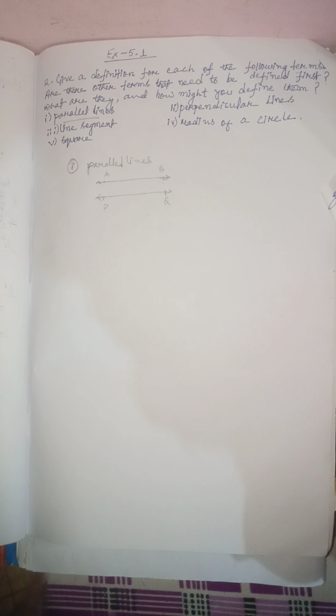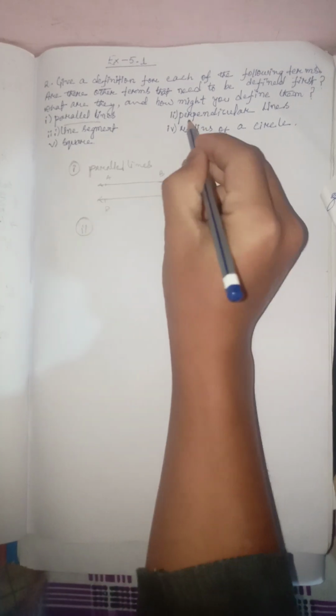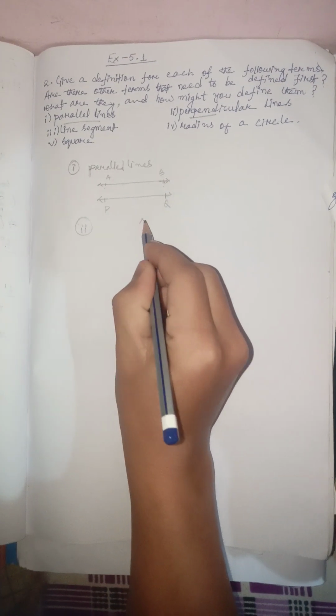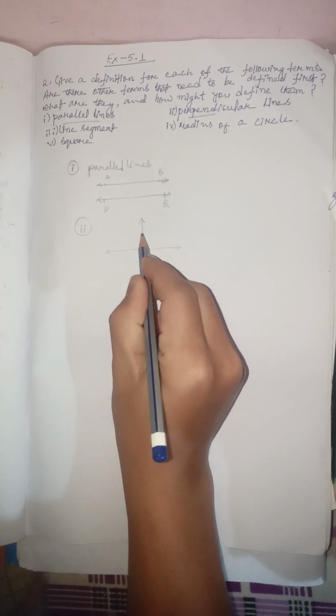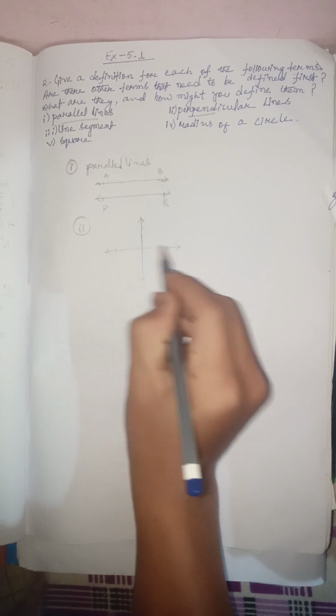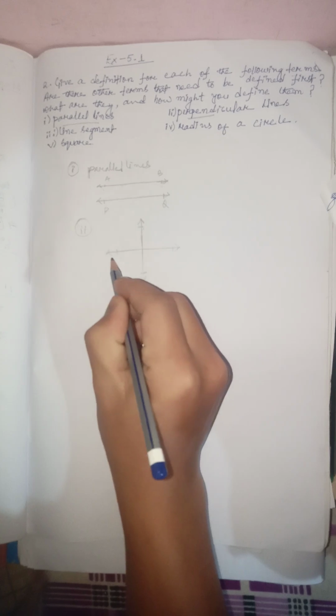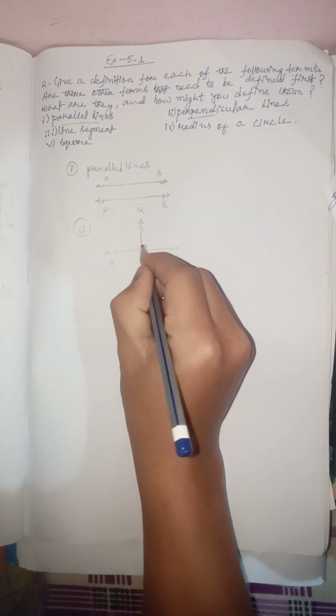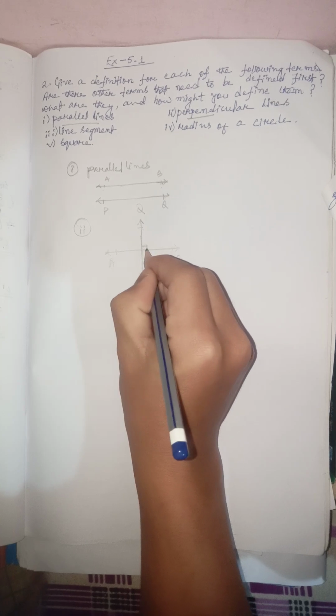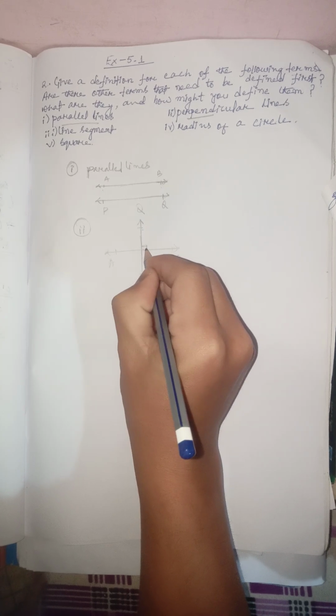Then let us move to the next, which is perpendicular line. In case of perpendicular line, there will be two lines. One line should be like this and another line should intersect it. Let me name this AB and this PQ. After intersecting, these two lines make an angle of 90 degrees. So such intersection of lines making an angle of 90 degrees, we call perpendicular lines.